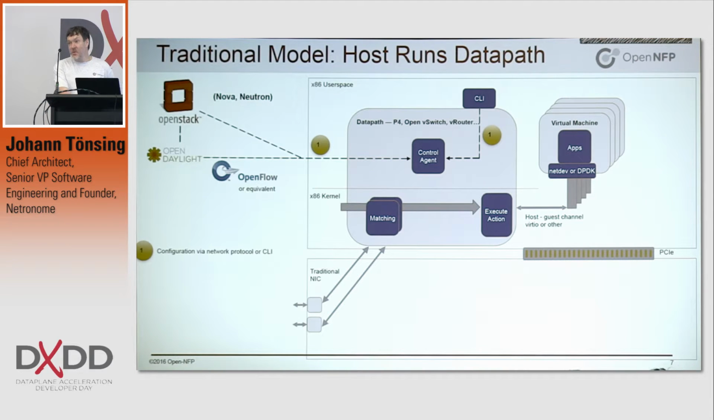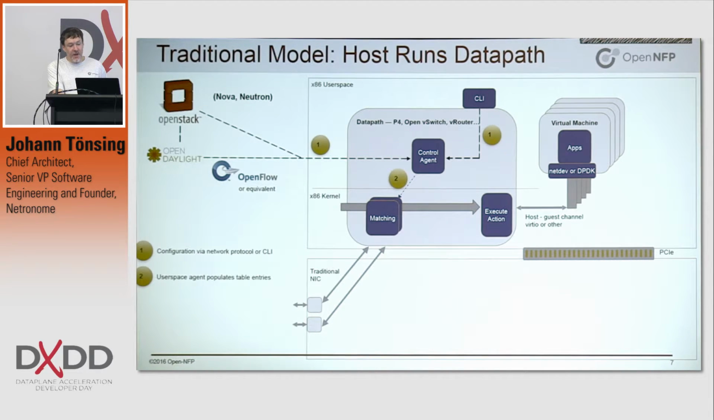So you can even use a command line to just quickly set it up. Matching the actions can all be done in software. I show the kernel version here, but it could as well be some matching and actions done in user space for the fallback path, etc. And then the link to the VM would be in the server, memory-based. That's where things like virtio, various other veth pairs, tap devices, etc. come in there.